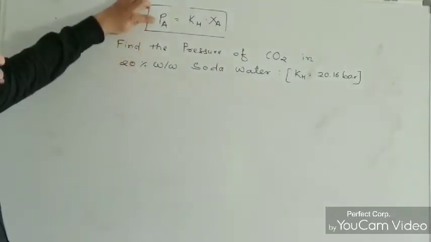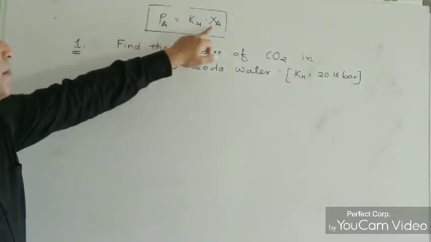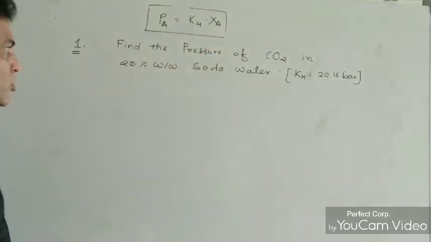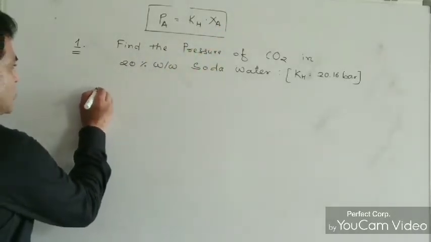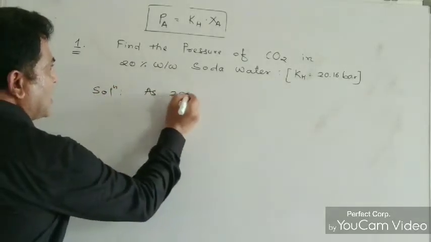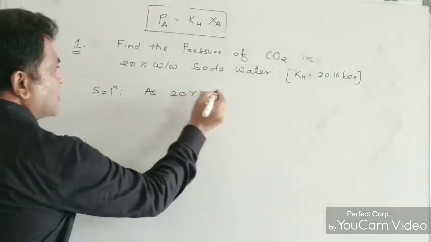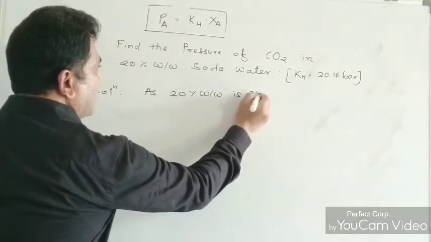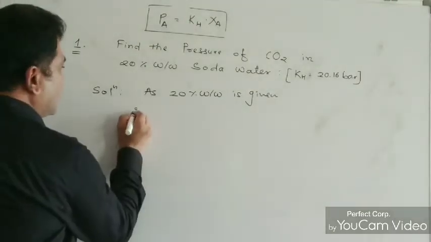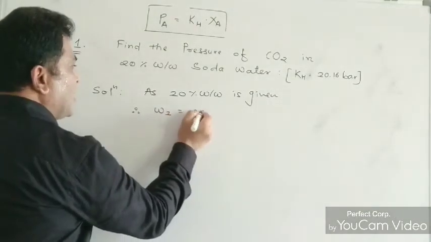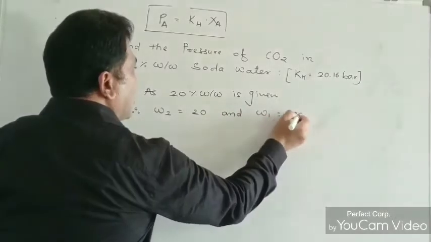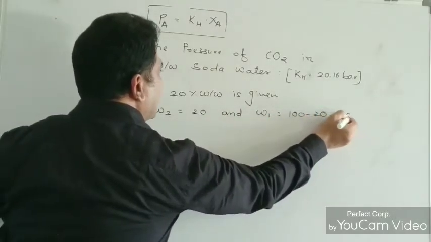Okay, find out the pressure. Let's go, to find the pressure we have this formula. To find this, what do we need? We need XA. XA means mole fraction. So dear students, the first step: 20% W by W is given. Therefore W2 is equal to 20 and W1 is equal to 100 minus 20, that is 80 gram.